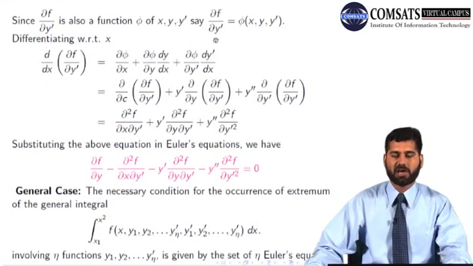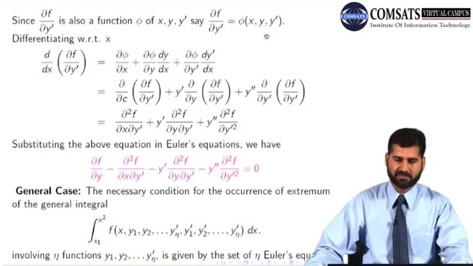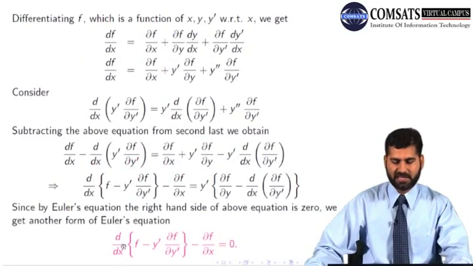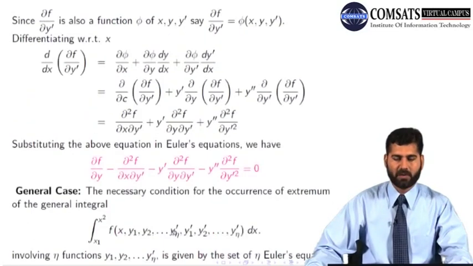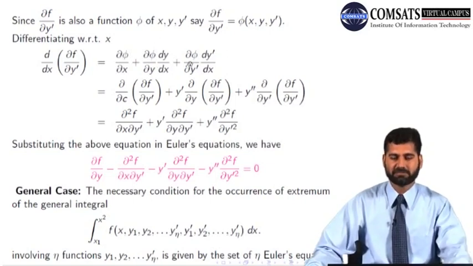Partial f by partial y prime is equal to phi of x, y, y prime, just to simplify things. If this is phi, then what is d by dx of phi? It will be partial phi by partial x, plus partial phi by partial y times dy by dx, plus partial phi by partial y prime times dy prime by dx. It's again the chain rule for a function of 3 variables.